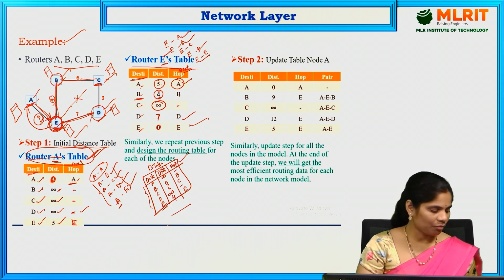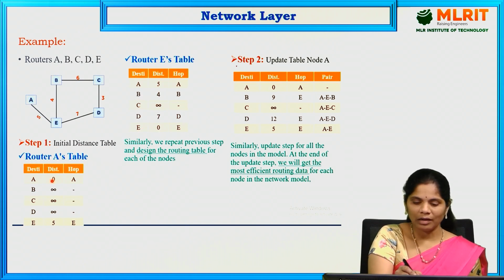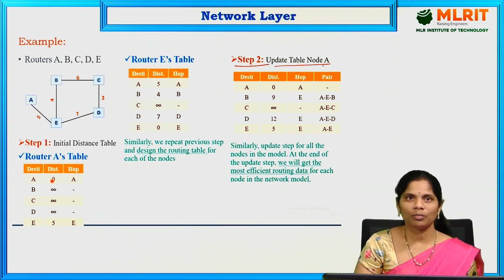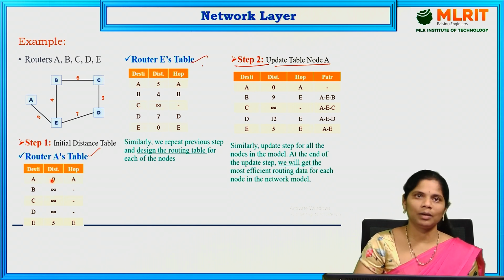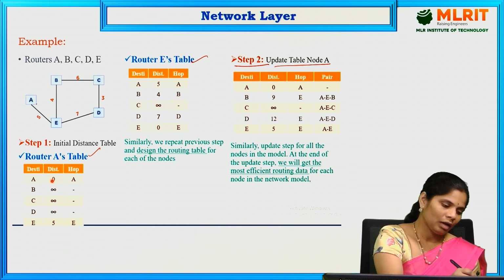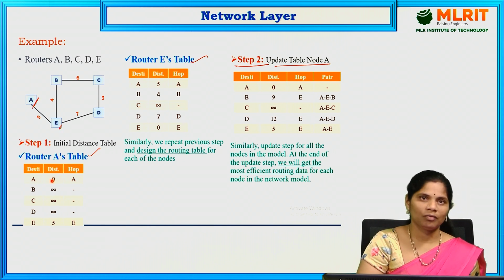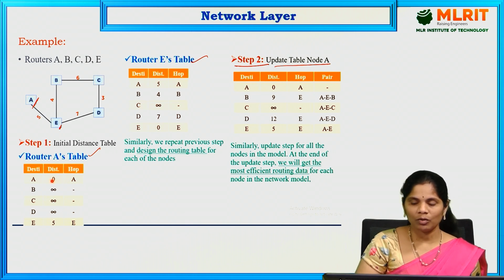And next step, what we have to do? Suppose the next step is step 2, update the table of node A. How are we going to update? Till here, what have we found? A table, E table and B table we have seen already, right? So next, the neighbor node of this particular A is E. Through these neighbor nodes, where we have to go? Means we are finding the shortest distance. So that is what we are updating.